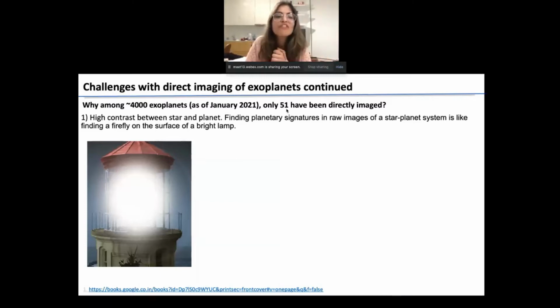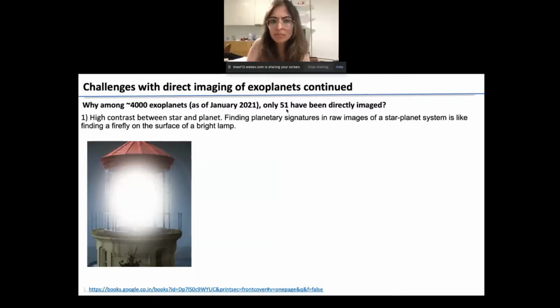Anyways, the first challenge is that the light of the star is so bright that you can't see anything around it. Even if you go out and look at a street lamp for, let's say, a few seconds, you'll feel already blinded by the light, right? So we can't really see anything.